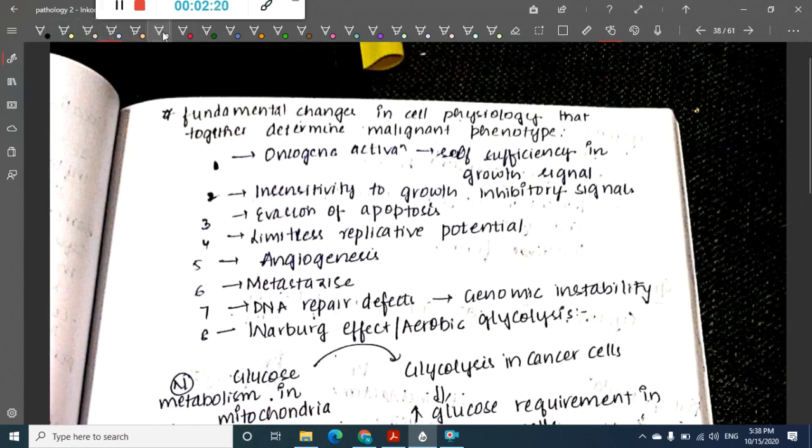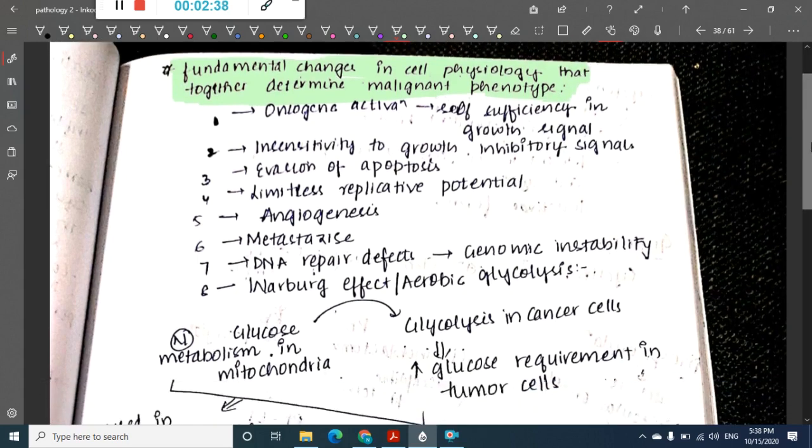Now, what are the fundamental changes that occur in cell physiology that determine the malignant phenotype? When do you see that there is a malignant phenotype? These changes include oncogene activation, that is self-sufficiency in growth signal, then insensitivity to growth inhibitory signal, and evasion of apoptosis.